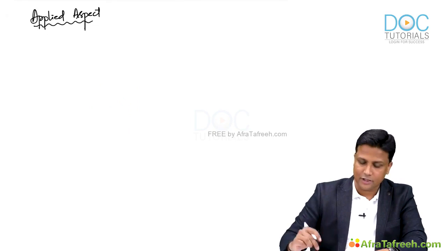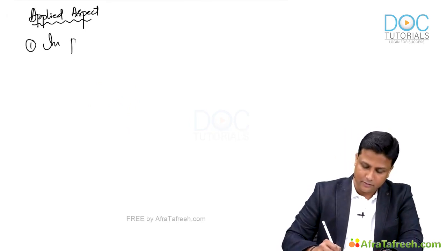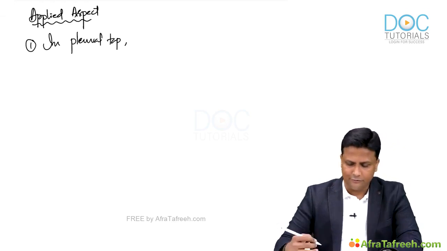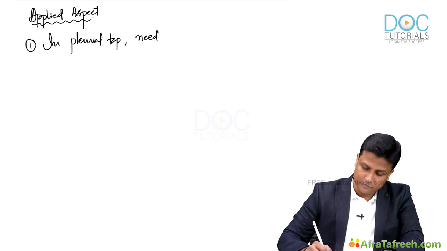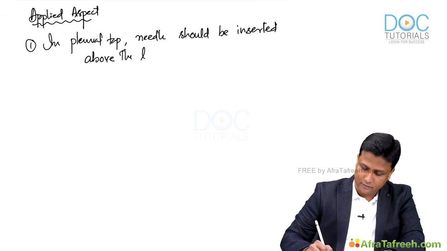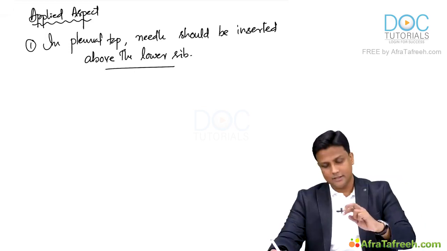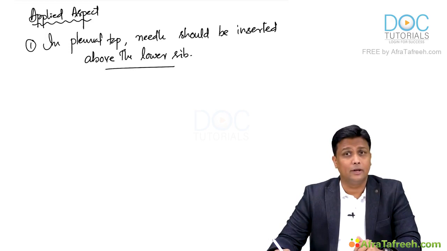Let us see what is the application of this topic here. Number 1, in pleural tap. Whenever you are going to do the pleural tapping for pleural effusion, remember the needle should be inserted above the lower rib. That's the right answer. Just above the lower rib. That's the right answer, guys. In pleural tap, the needle has to be inserted just above the lower rib.